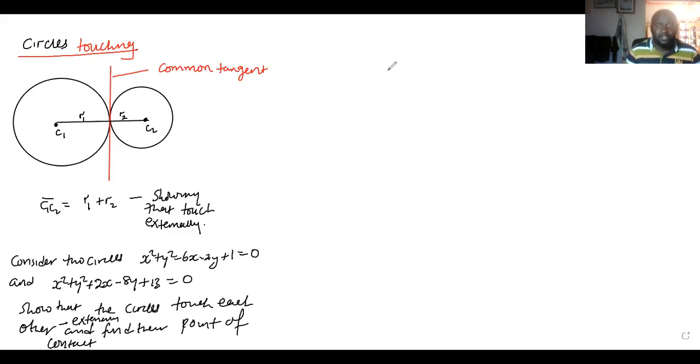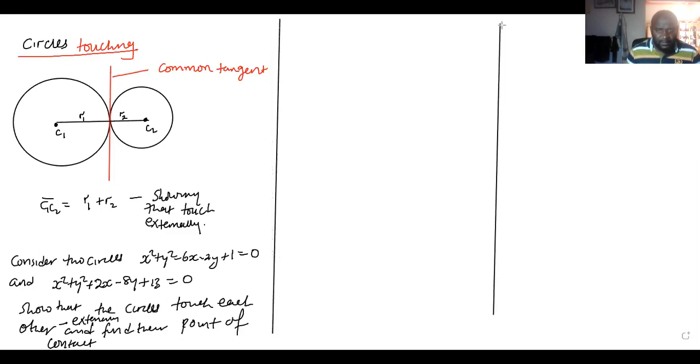Now, according to that question, we have two circles, and we can see that these two circles are touching each other. We solve them simultaneously by elimination.